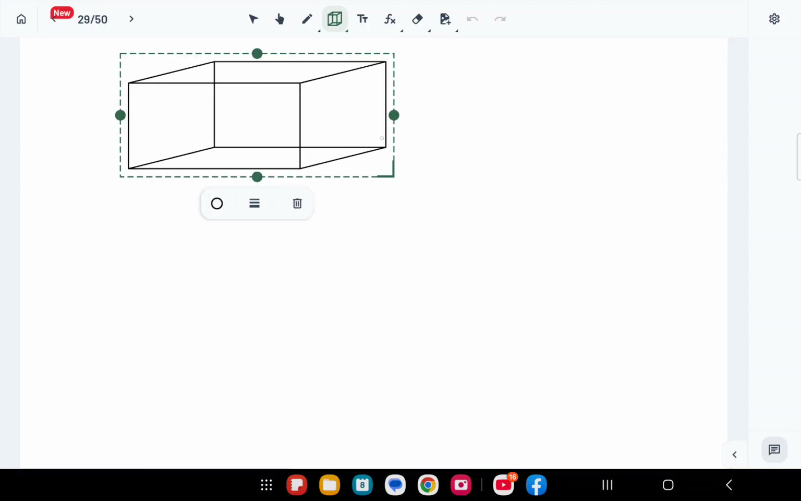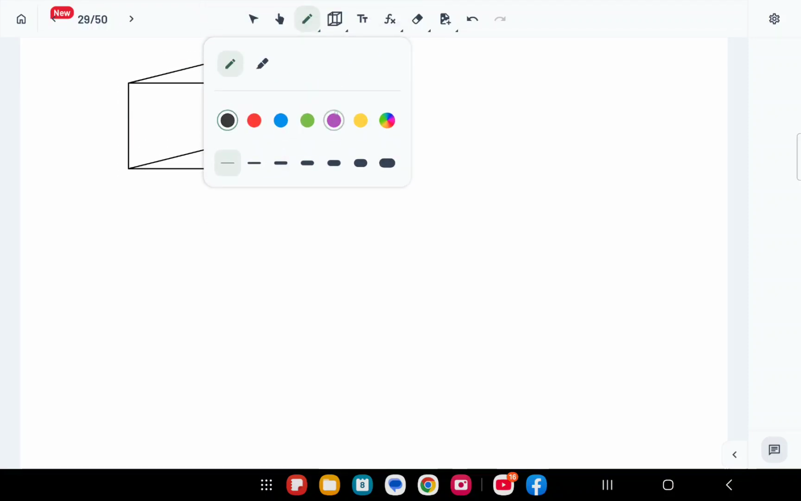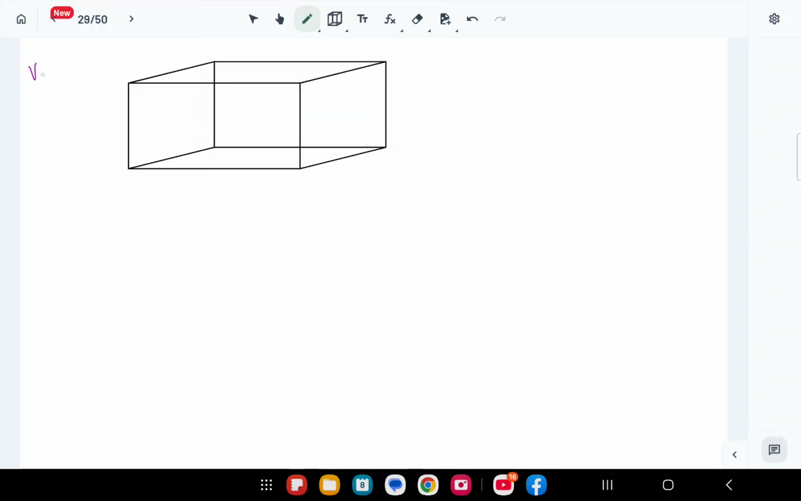Let's say they gave us the volume again. They gave us the length this time. Let's say they gave us the length to be 7 centimeters. They did not give us the width, and they gave us the height, right, to 3 centimeters. How do we solve for the width?